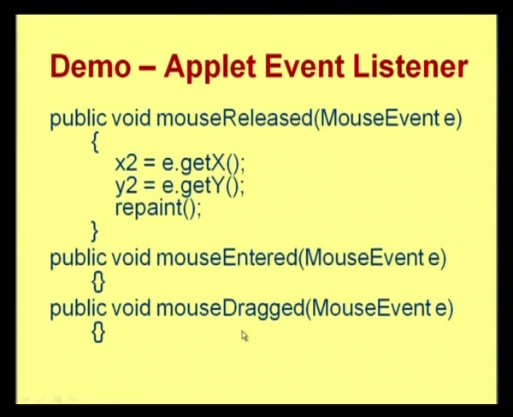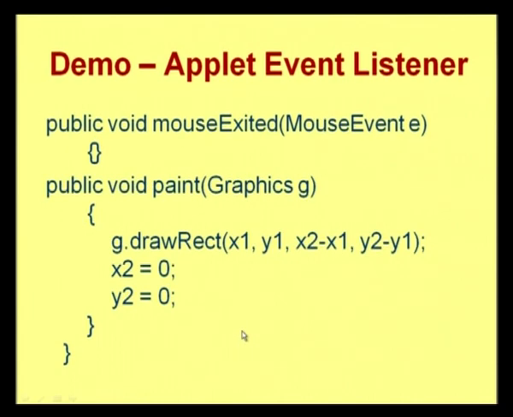For mouse entered and dragged, we have not implemented anything. And then you can see we have come to mouse exited. This also we have not implemented, and then we come to the paint method. In the paint method, the parameter is a graphics object, and this graphics object has a method called draw rectangle, which is going to draw a rectangle with the values x1, y1, the x, y position where you have pressed your mouse, and then the next x2 and y2 position where you have released your mouse.